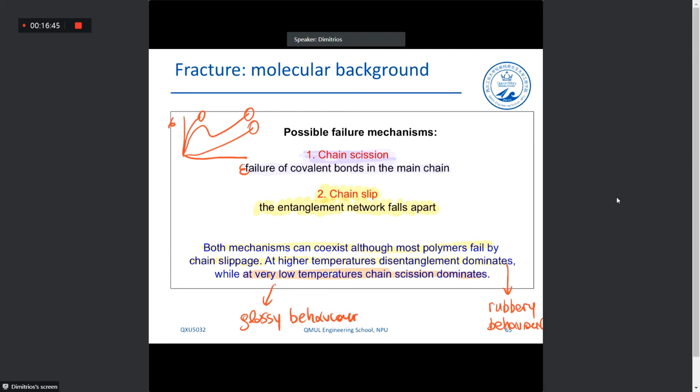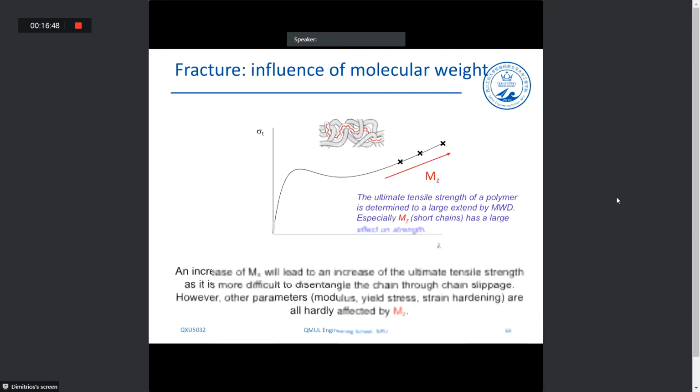And obviously, the molecular weight, as I told you, and as we discussed a couple of times, is very important towards the behavior of the polymers, the mechanical behavior of the polymers. As you would expect, the ultimate tensile strength is determined by the molecular weight of our polymers. So the longer the chains, the more entanglements that they have, okay? So the more entanglements they have, the higher the tensile strength, okay?